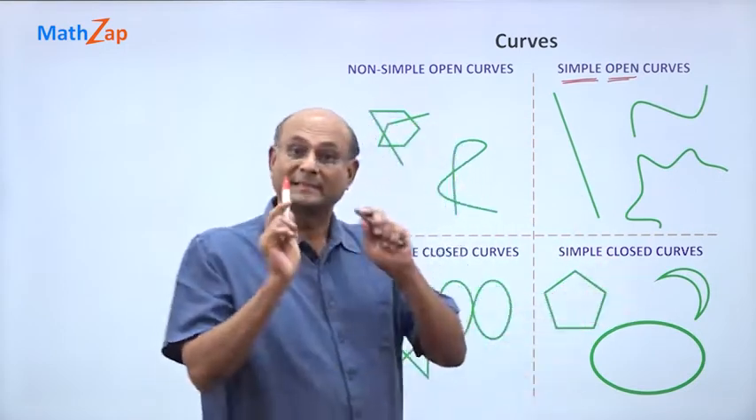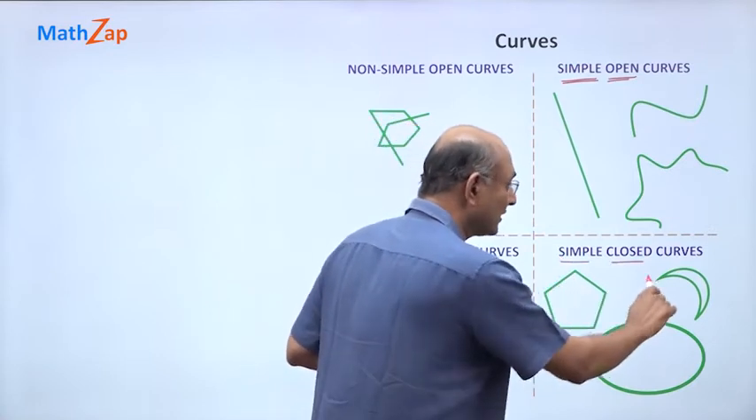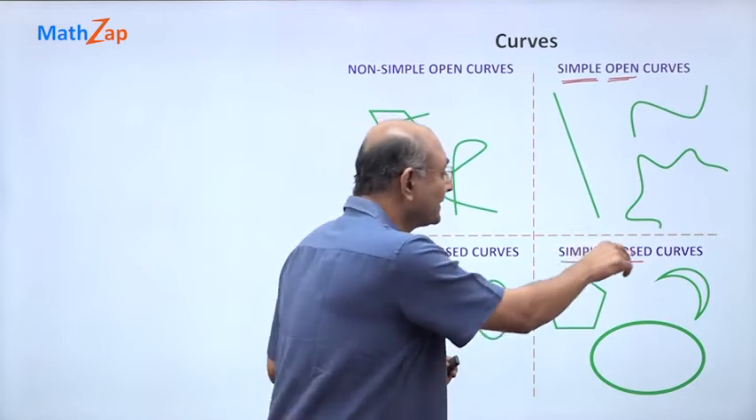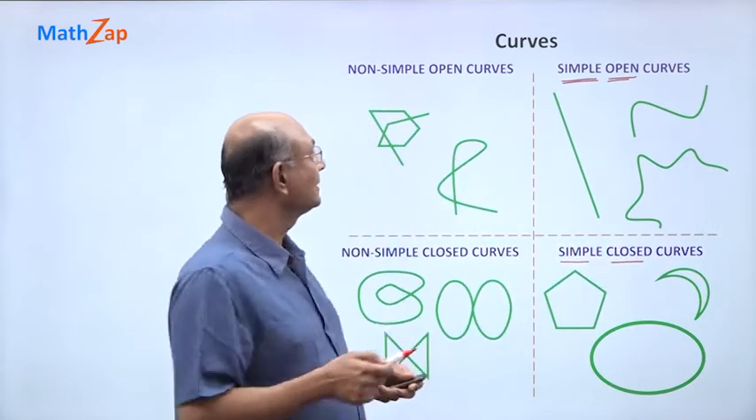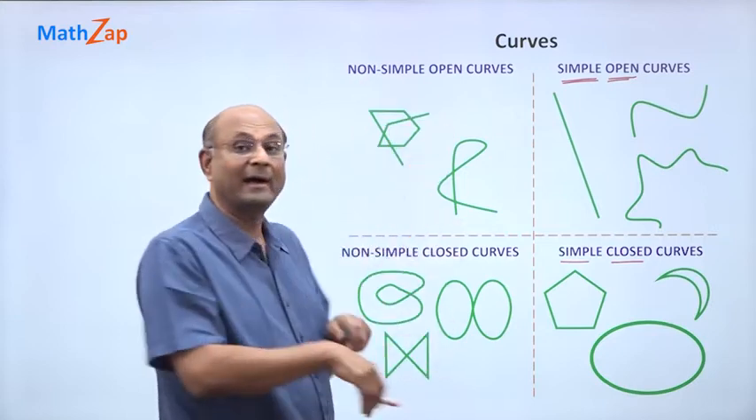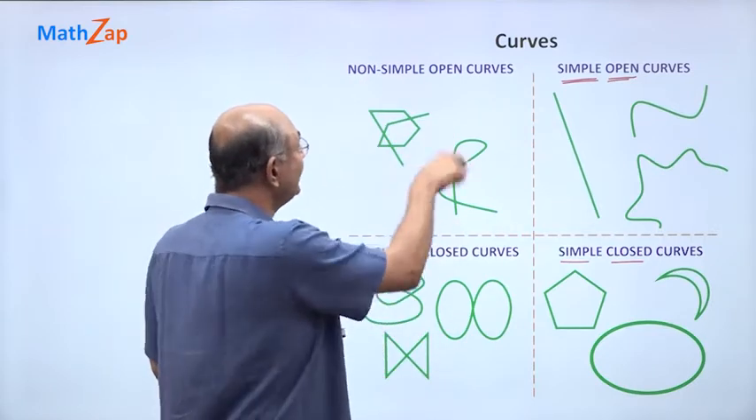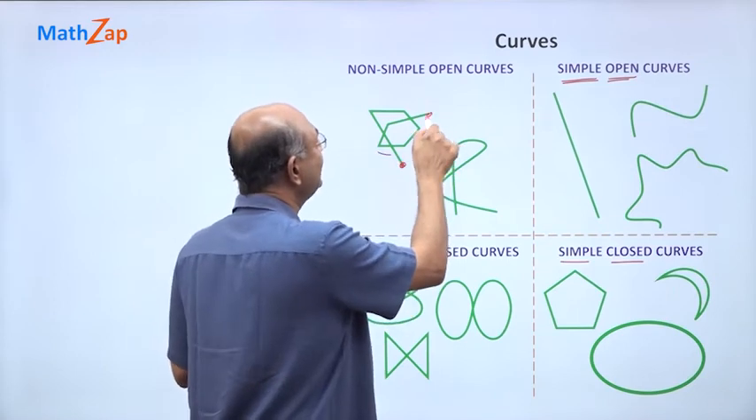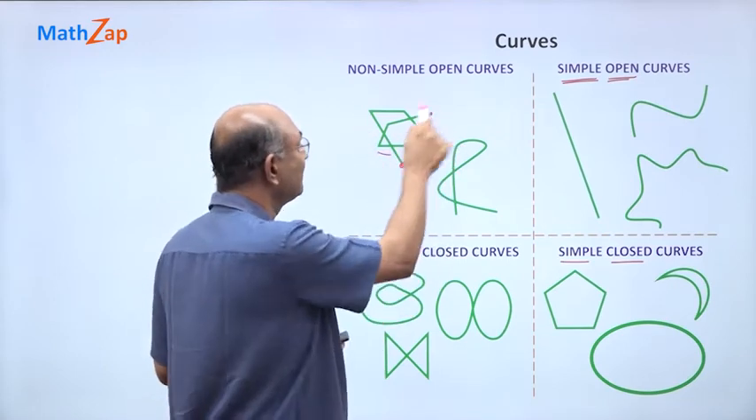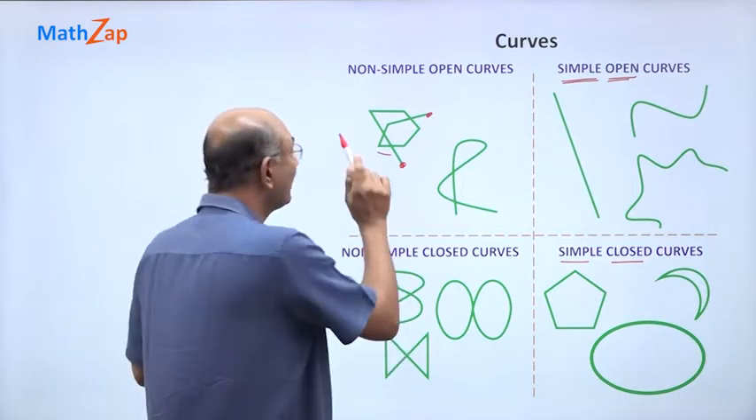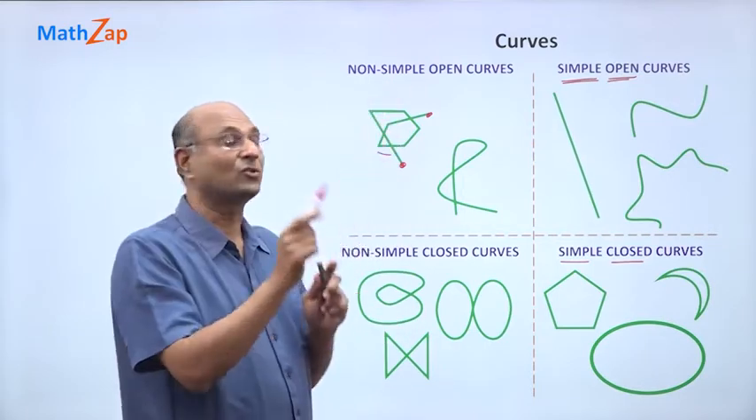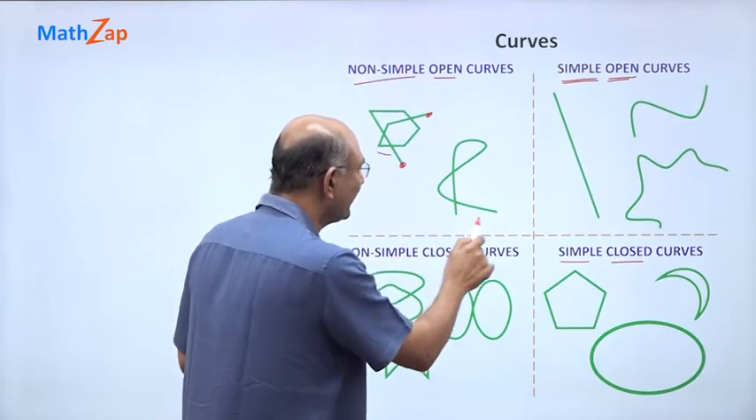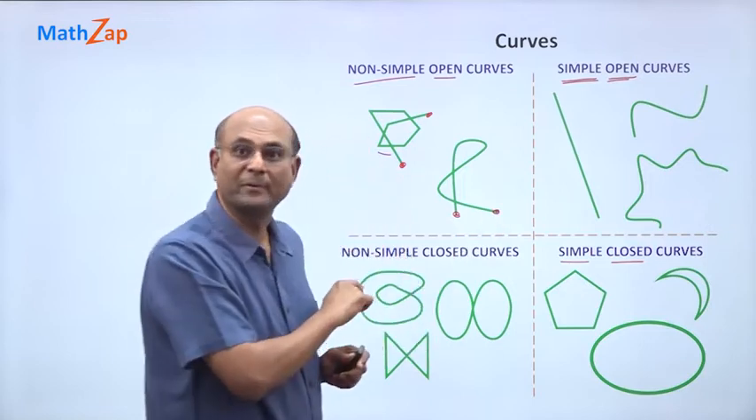These are all simple and closed. Their starting and ending points are the same, so they are closed. But they are also simple because there is no crisscross. These curves here are non-simple. There is crisscross, but these are open. Look at this. This is the starting point and that is the ending point. So this curve is basically an open curve, but it is crisscrossing. So it is open and non-simple. Similarly, this is open and non-simple.